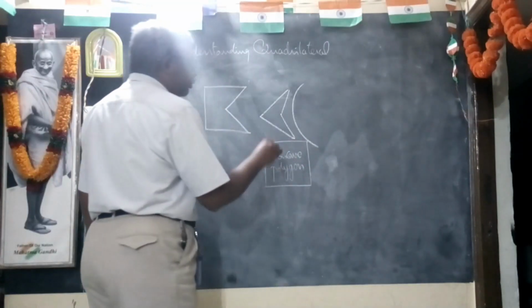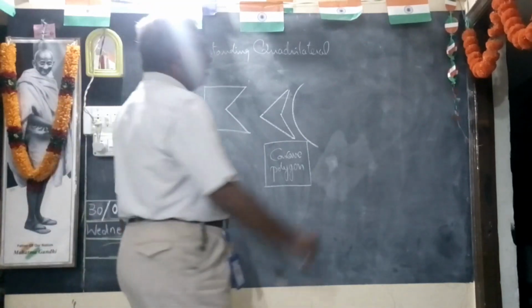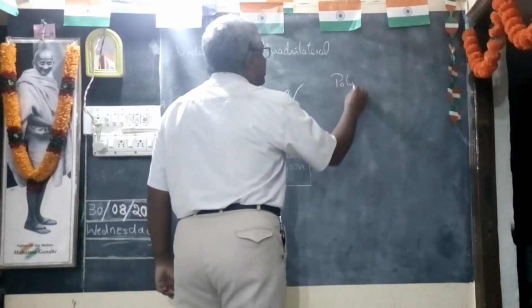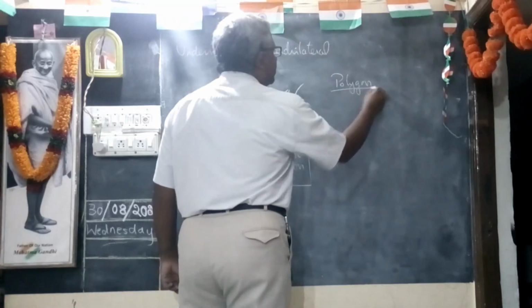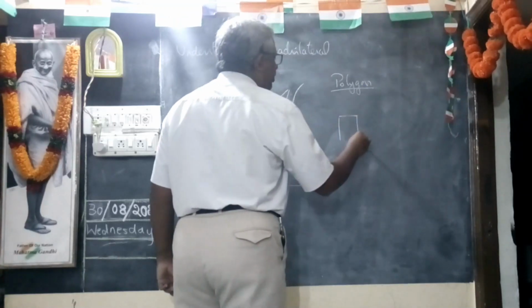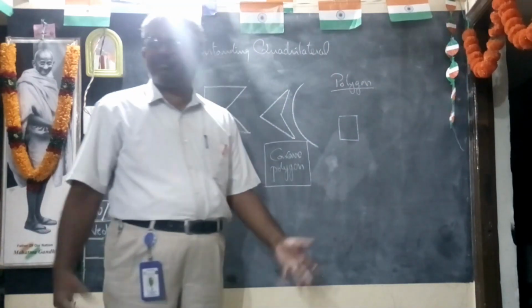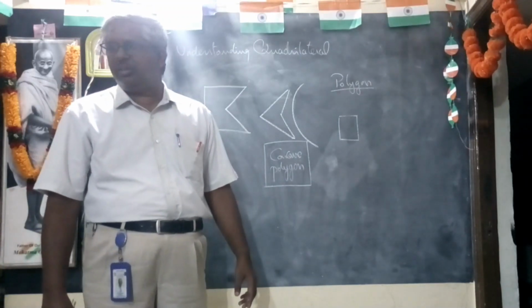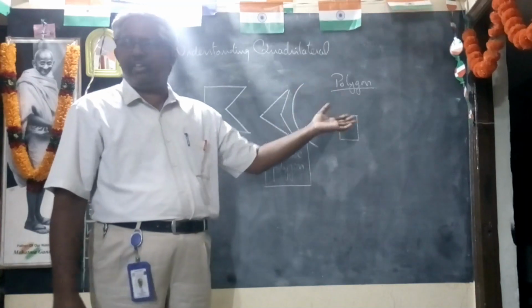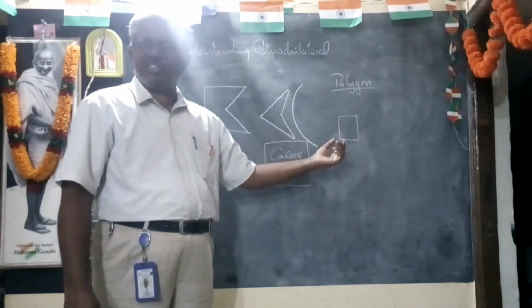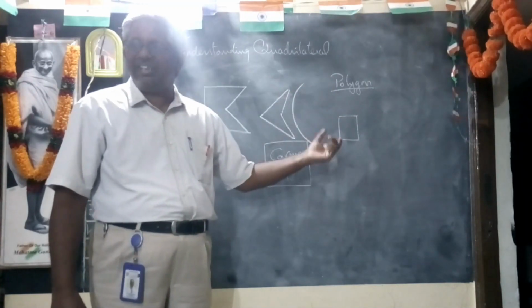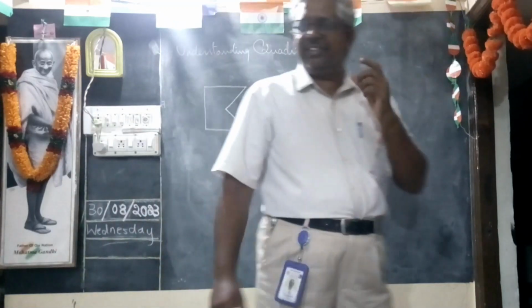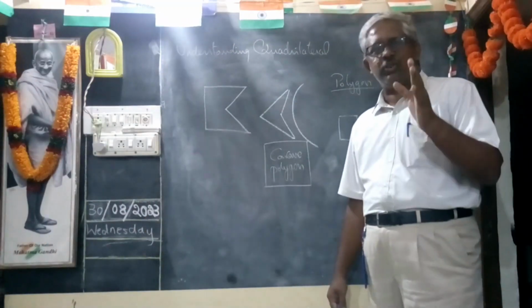I stumbled upon a word called polygon here. Then let me tell you what a polygon is. A polygon is a closed figure where all the 4 sides are equal. Here I call it a square. That means a quadrilateral is a polygon for only a square. Quadrilateral is a polygon and that polygon is nothing but a square. That's all.